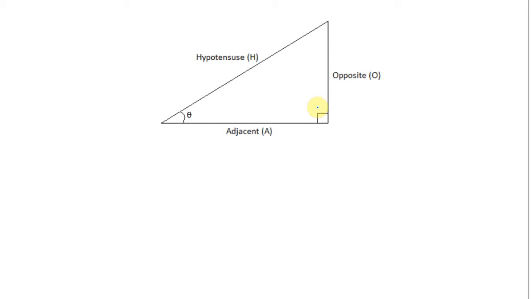This is a right-angled triangle. It has an angle of 90 degrees represented by a square in the bottom right, an angle theta, an opposite side, an adjacent side, and a hypotenuse. The hypotenuse is the side that the right angle points towards. The opposite side is the side opposite the angle theta. And the adjacent side is the third side out of the three.